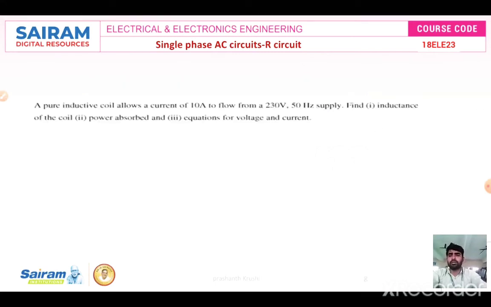So let's solve one problem. A pure inductive coil allows a current of 10 amps to flow from a 230 volts, 50 hertz supply. Find the inductance of the coil, the power absorbed by the coil, and the equations for voltage and current.